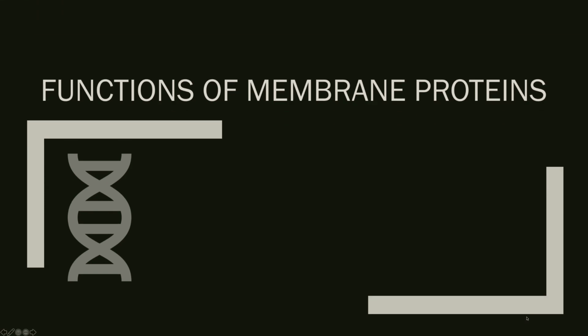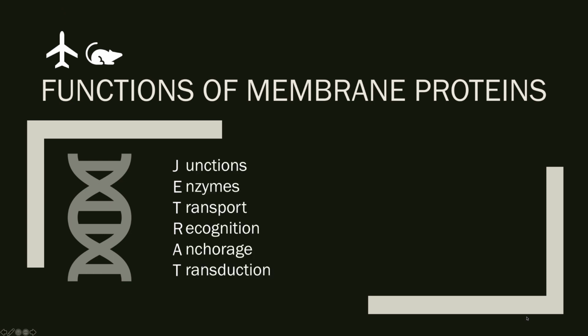This can be memorised by the acronym JETRAT, which you probably already know. JETRAT stands for junctions, enzymes, transport, recognition, anchorage, and transduction. So I'm just going to quickly explain what each of these means.